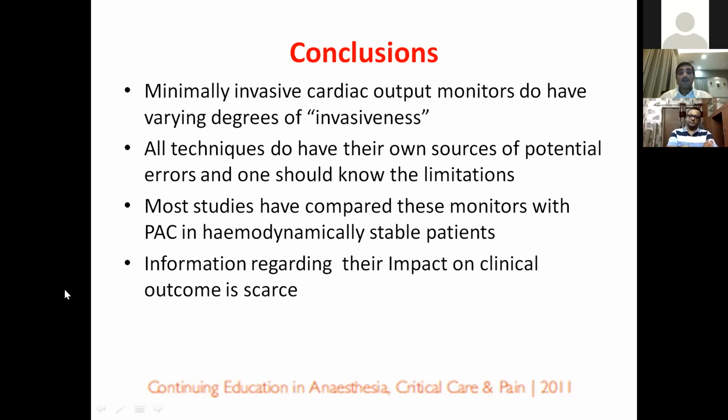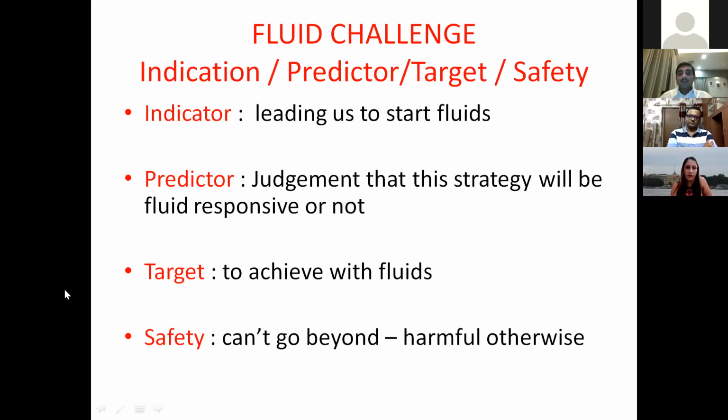Most of the studies have compared these monitors with PAC in hemodynamically stable patients. Now, the pulmonary artery catheter is out, but we must respect it because the majority of our understanding of hemodynamic monitoring has come through PAC only. So information regarding their impact on clinical outcome is scarce. So, dear friends, in bedside administration there are 4 things: the indicator that leads us to start fluid, the predictor, that is the judgment whether this strategy will be fluid responsive or not, the target to achieve with fluids, and the safety limit beyond which it may be harmful.